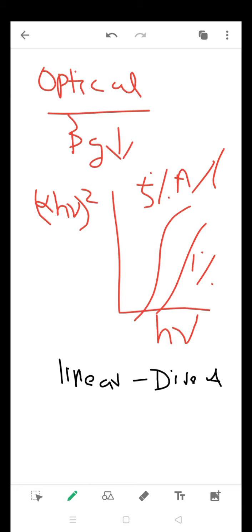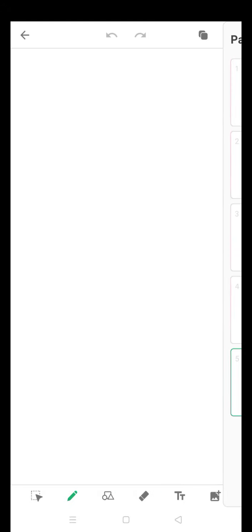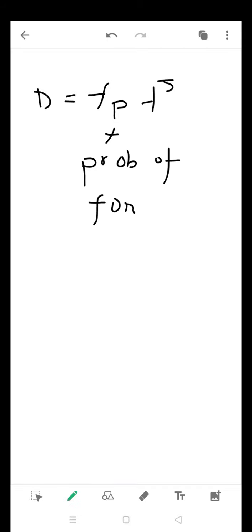Now the diffusion again is dependent upon certain factors. The diffusion coefficient is equal to Fp lambda to the power 5, where Fp stands for the probability of forward hopping, or probability of forward movement from a host site to a vacant site, and lambda is the interplanar spacing.